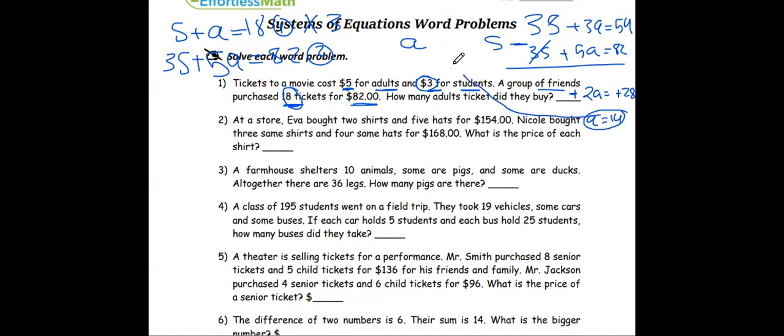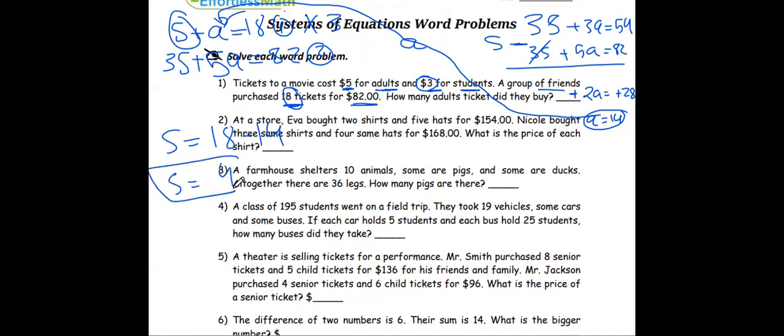So let's substitute the 14 here to get the students. So S equals, let's move the 14 to the other side, 18 minus 14. So the students is going to be 4. So this is the answer. They bought 4 student tickets and 14 adult tickets. So let's move to the next question.